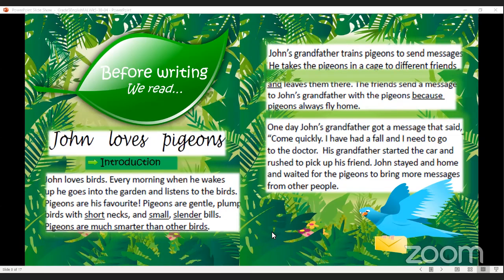Okay, I see what you're saying. We'll have to fix that. Very good. They are adjectives. So we use adjectives because it would be very boring if you say pigeons are birds with necks and a bill. That would be boring. So we want it to be interesting. So we go, pigeons are gentle, plump birds with short necks and small, slender bills.